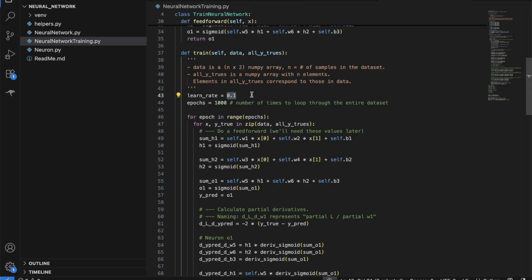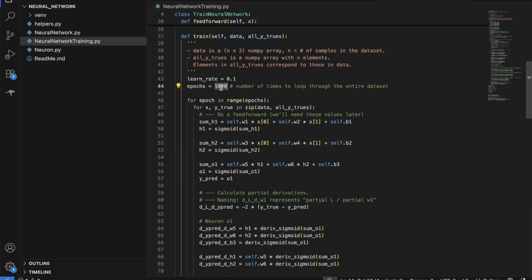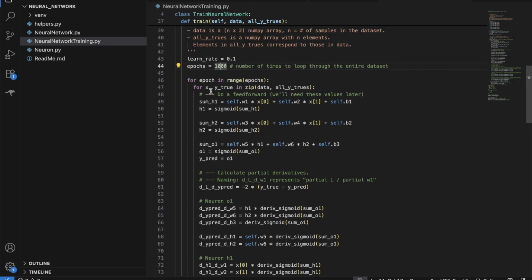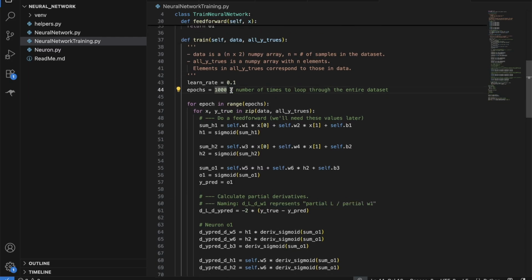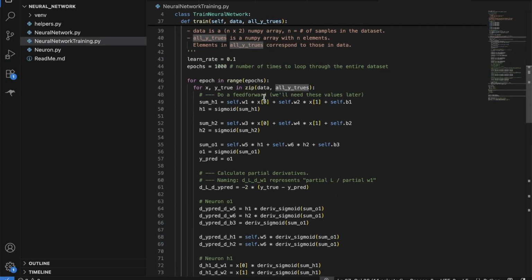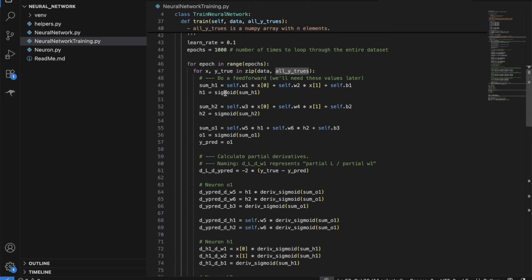So let's look at the learning rate. I am just keeping it 0.1, a constant learning rate. Epochs is the number of times you run through the loop and train your neural network. So I have kept it 1000. You can keep it less or more depending on your training or the amount of data. I just kept it 1000 for demo purposes. So for epoch, I'm just looping through these epochs, the number of times this loop will run, and for all my inputs as well as the true value which is passed in the param, I'm just calculating the h1, h2 and o1.